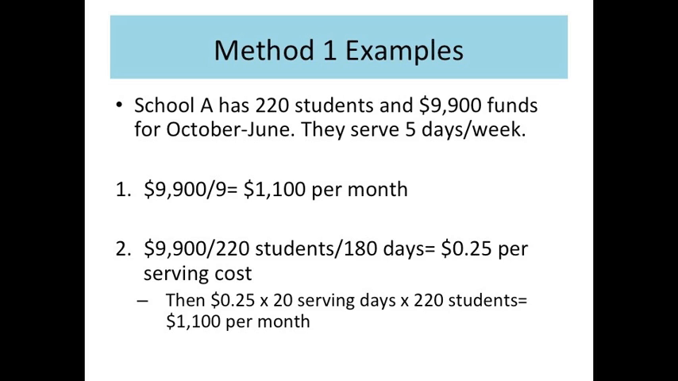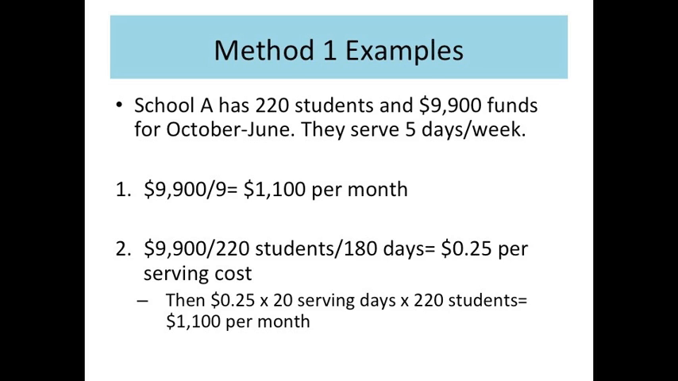School A has 220 students and $9,900 in funds to use for October through June. They serve 5 days per week. So how do we know how much funds should be spent per month? Using the first method, we take our October through June allocation and divide by roughly 9 months to give us $1,100 per month. The second method involves a little more math.